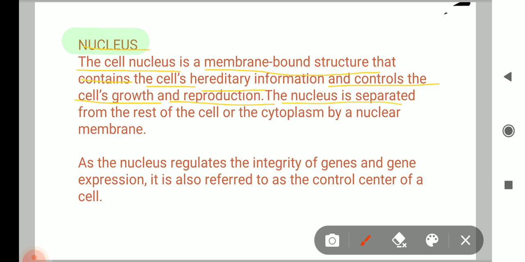The nucleus is separated from the rest of the cell, or cytoplasm, by the nuclear membrane. As the nucleus regulates the integrity of genes and gene expression, it is also referred to as the control center of a cell. It is also called the control center of the cell.